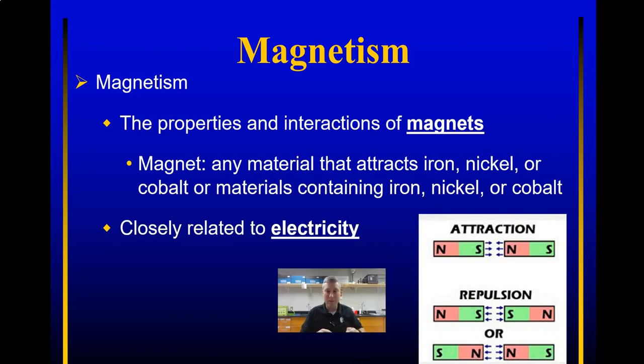Magnets. What are magnets? Well, magnets are any material that attracts iron, nickel, or cobalt, or materials that contain iron, nickel, and cobalt. Please note that magnetism is closely related to electricity in the ways of attraction and repulsion. If you remember back to the law of electric charge, that law still applies to magnetism, and we're going to see that as we move through.